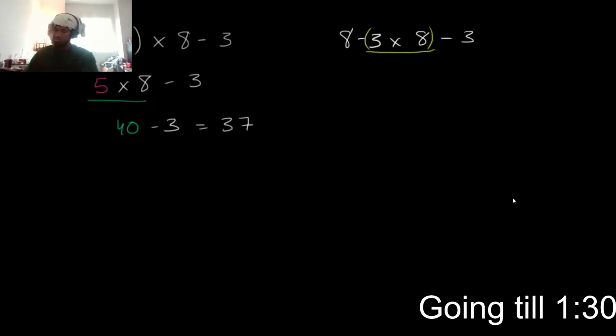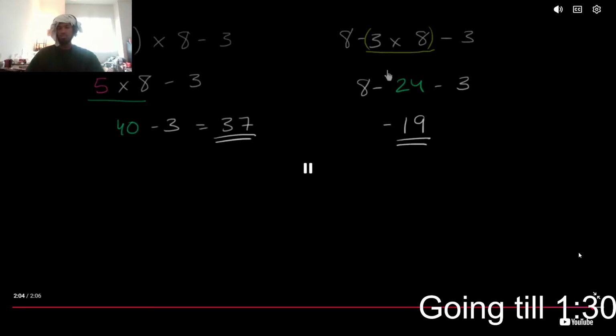So this will become 8 minus 24. So let me write it this way. 8 minus 24 minus 3. Now 8 minus 24 is negative 16. You subtract another 3, you're going to get to negative 19. So clearly you get very, very different values depending on whether or not you have parentheses.